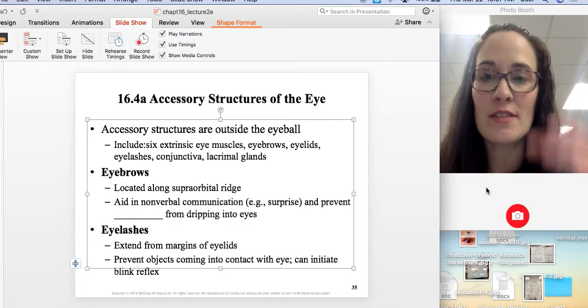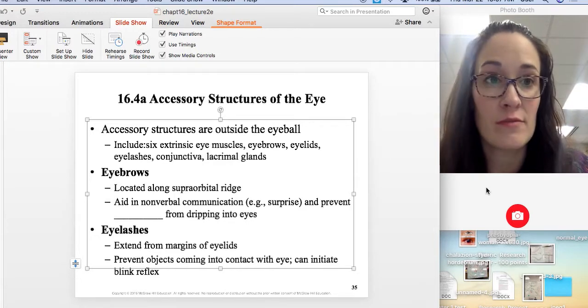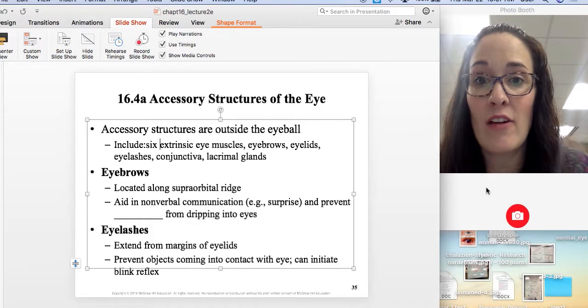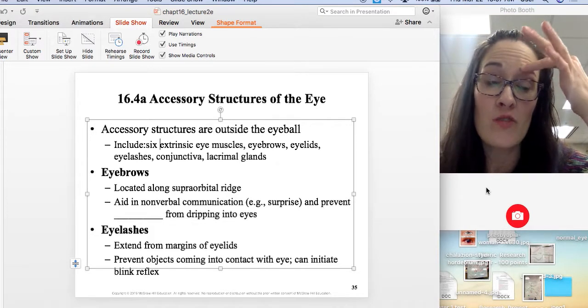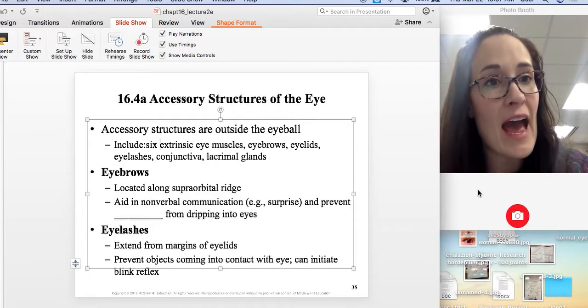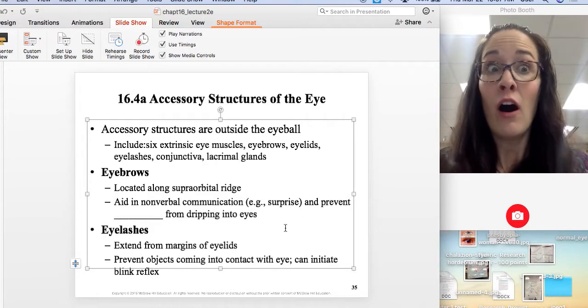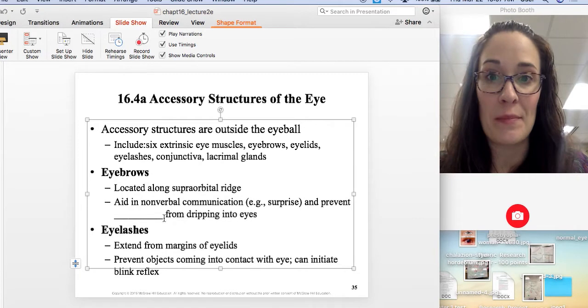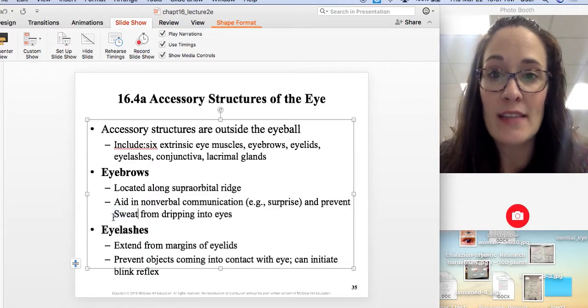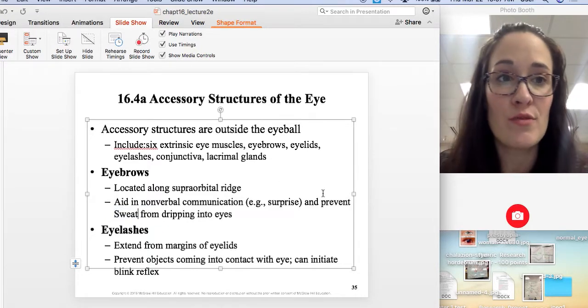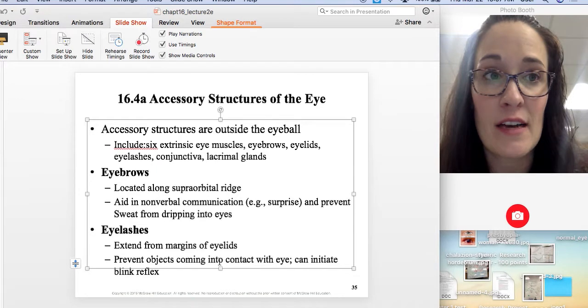So the eyebrows, mine, are very easy to find. They're along the supraorbital ridge. So this is your orbit, right? So above there. And they aid in nonverbal communication. You're surprised, your eyebrows go up. You're frowning, they go down. They also prevent sweat from dripping into eyes, so they do serve other purposes anatomically.